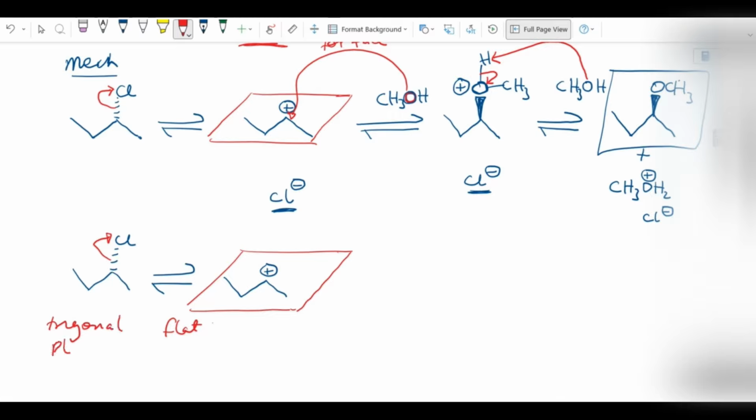Trigonal planar means flat. So once the carbocation intermediate is formed, the methanol nucleophile, which is the weak nucleophile, can also attack the carbocation intermediate from the opposite side. And it could do this attack because the carbocation intermediate is flat.